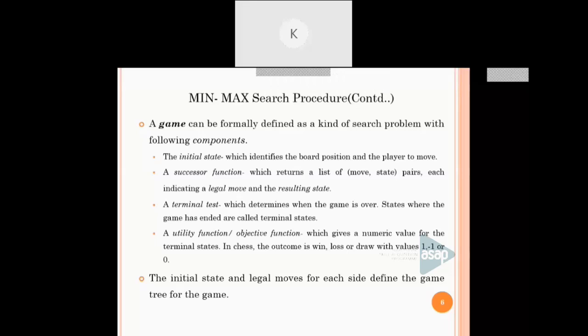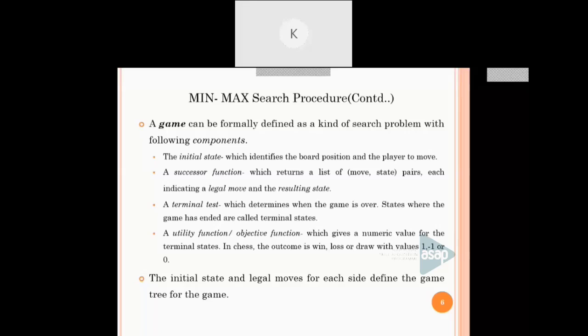Next, after all the traversal, the pointer will start from the board position and reach the terminal state. That end point, the place where the objective is reached, is called the terminal state. To check whether it has reached the terminal state or not, we have to do a terminal test. The terminal test determines when the game is over. It indicates that the game has ended. That is called the terminal state.